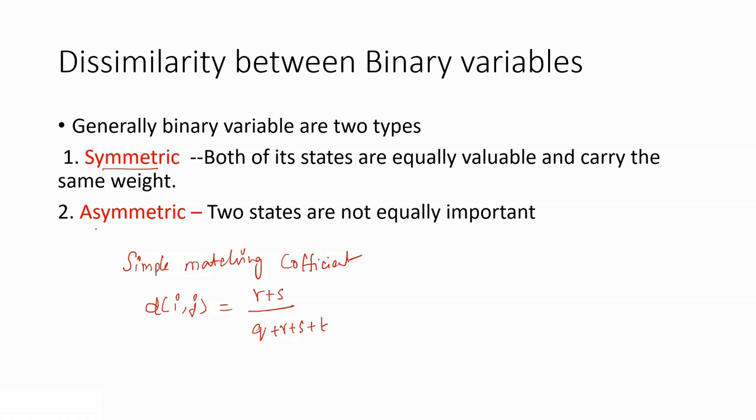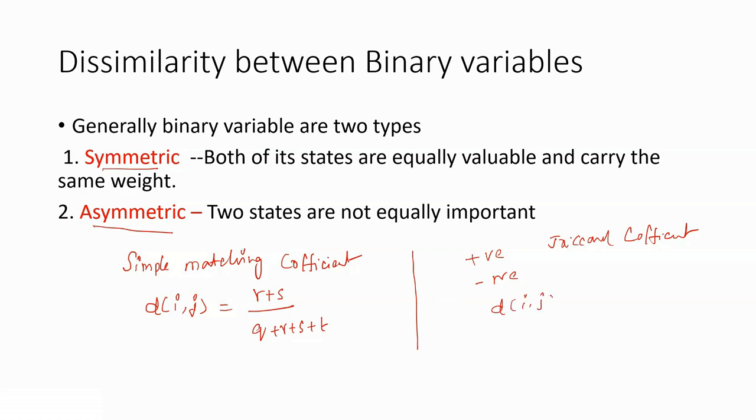Whereas in the other case, there are asymmetric variables. A binary variable is asymmetric if the outcomes of the states are not equally important, such as positive and negative outcomes. For example, a corona patient tested positive has more impact than negative. For asymmetric binary variables, the dissimilarity can be found using the Jaccard coefficient.